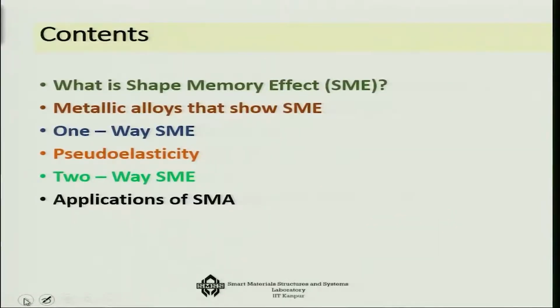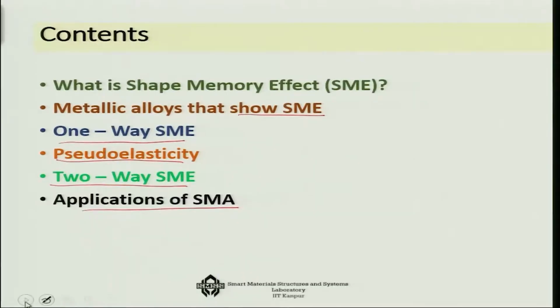So I will first talk about what is shape memory effect, then I will say what are the metallic alloys that show the shape memory effect. Then there are three important properties of shape memory alloys. One is called one-way shape memory effect, another is called two-way shape memory effect, and the third one is called pseudo-elasticity. So these three things we will discuss. Finally, we will talk about the applications of the shape memory alloy.